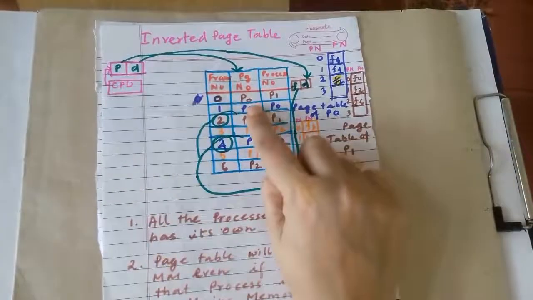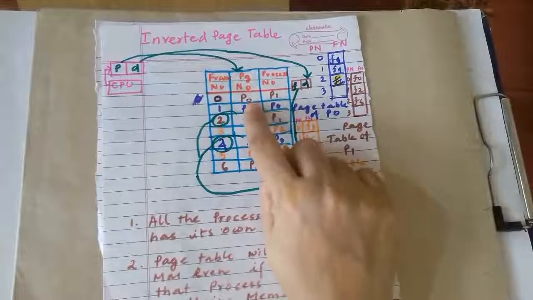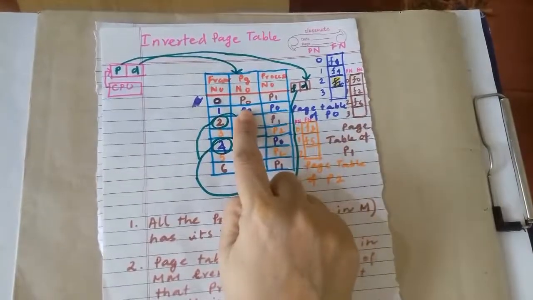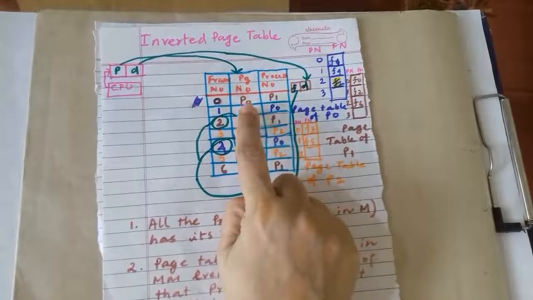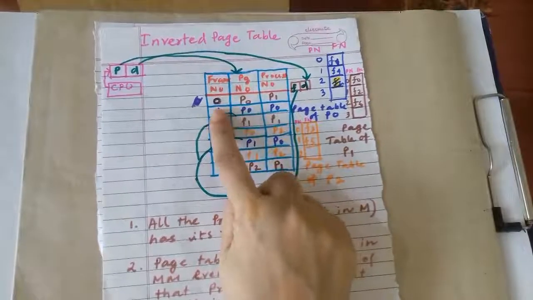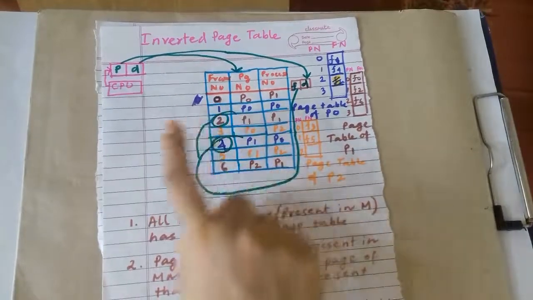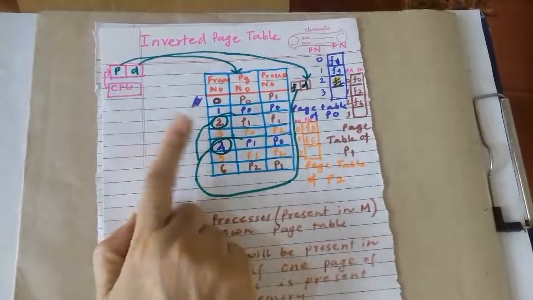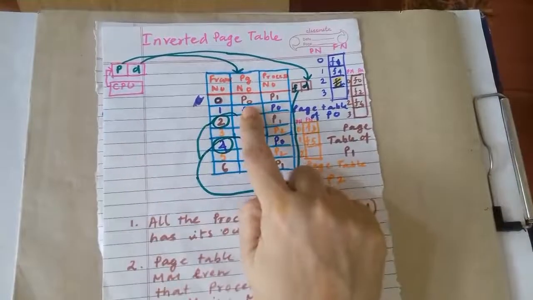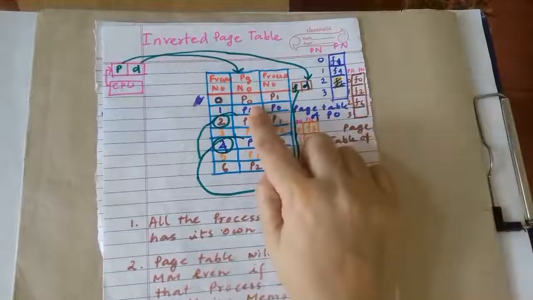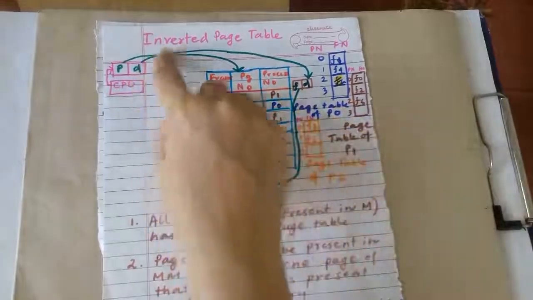So page number will be taken here. Suppose the CPU is generating page number P0 of process P1, so it will be checked in the inverted page table whether page number P0 is present in the page table or not. Yes, it is present. And where is it present? It is present in frame number 0. So in main memory, frame number 0 will be checked for page number 0. Okay. Then what will happen? Offset will be taken care of.